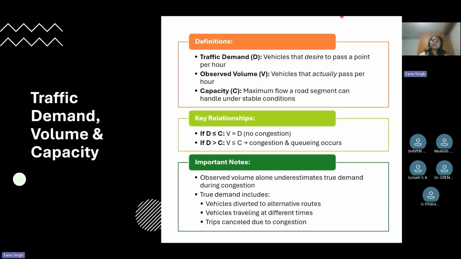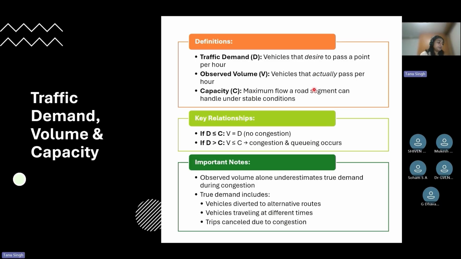So demand is what people desire or want to do. Volume is what we can actually see on the road, and capacity is the limit of the road, the number of vehicles the road can accommodate together. So these are the three different terms.